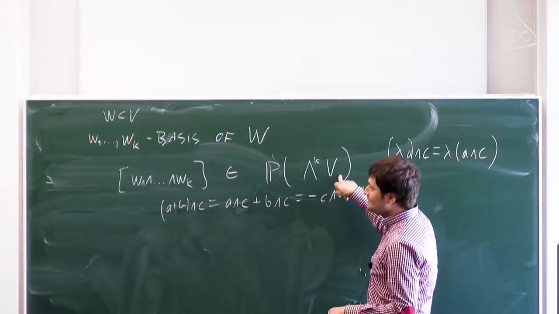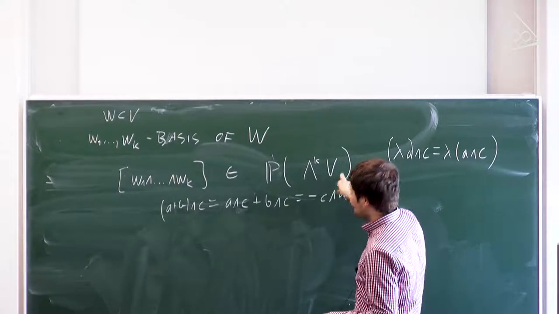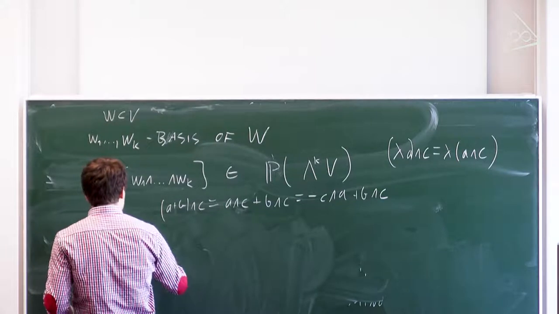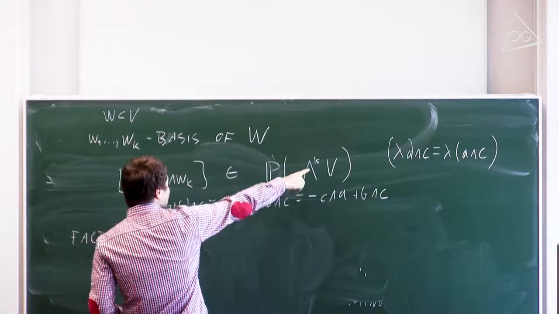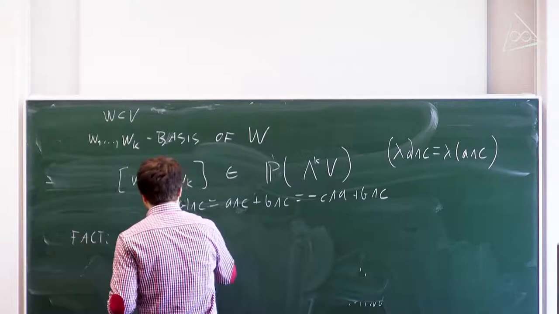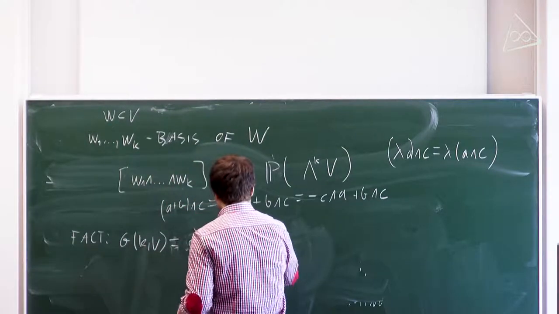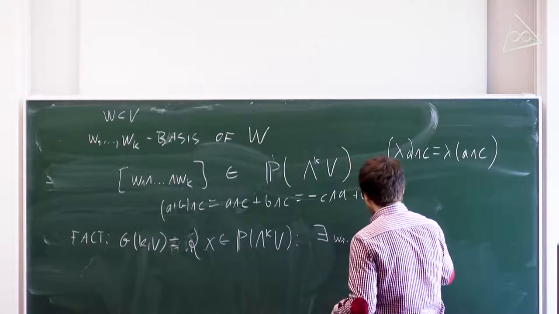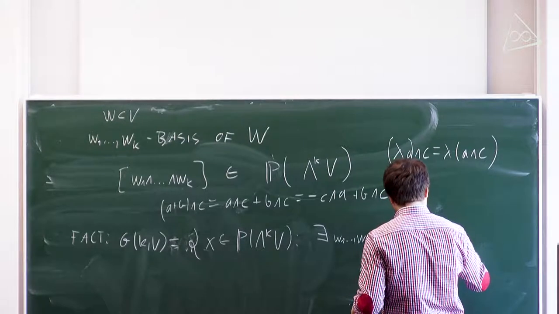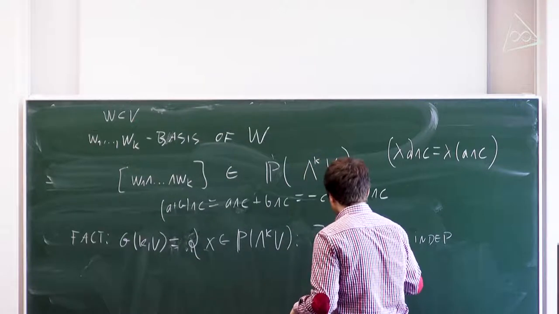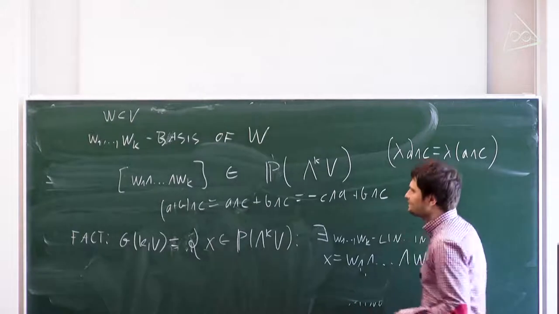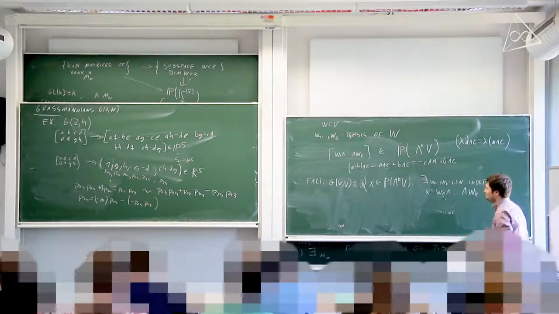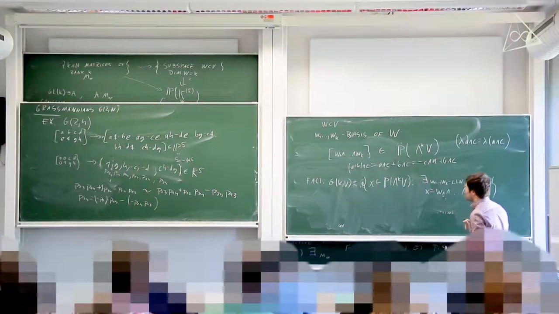But the thing is that the Grassmannian can be identified with those vectors in the exterior power that are precisely of this form. So let me just write it as a fact. G(k,W) is a subspace, so if you count the dimension, it will also be n choose k. These are those points x in P(wedge^k W) such that there exist w1 up to wk linearly independent and x is equal to w1 wedge ... wedge wk. If you don't know exterior power, try to read about it in two lectures because we will be needing it more soon. So far, for this lecture, you can use an explicit construction of the Grassmannian.